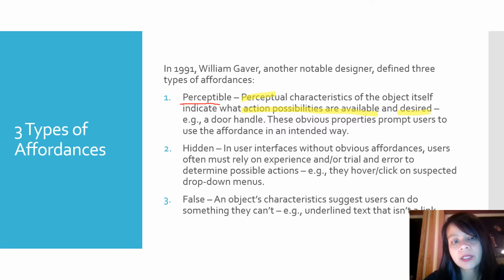There's hidden ones. In a user interface without obvious affordances, users often have to rely on experience or trial and error to determine possible actions. For example, they may hover or click on what they think might be a drop-down menu, so these affordances might be hidden. There's also false affordances. An object's characteristics suggest users can do something that they can't. For example, we often think that underlined text on a website is a hyperlink, so you can click on it. But sometimes you can't, so that's a false affordance.